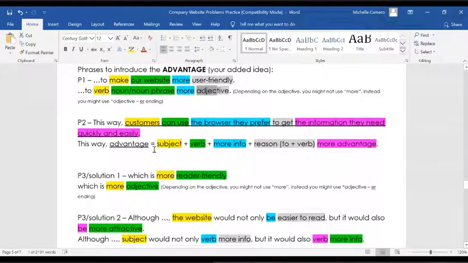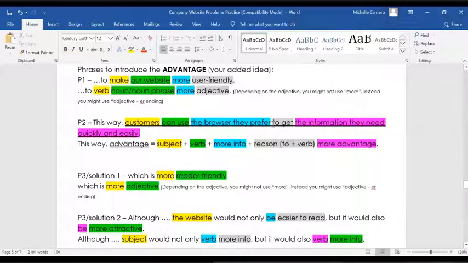Okay. Next, again, we're talking about giving the advantage of the solution. For problem 2, the advantage of the solution was this way customers can use the browser they prefer to get the information they need quickly and easily. So you can say this way and then give the advantage, which includes subject, verb, more information. Then if you want to go and give more information, you can give the reason and then more of an advantage. Now, let me talk about this one because you'll notice there's a lot of colors, so there's a lot of information here. You could say this way, customers can use the browser they prefer, full stop. You could finish your sentence right here and you'd be fine.